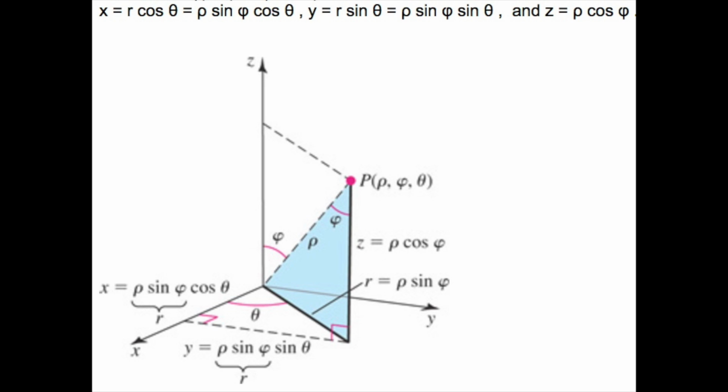For example, to convert x into spherical coordinates, remember that x equals r cosine theta when converting to cylindrical. And r actually equals rho times sine phi. And x will actually equal rho times sine phi multiplied by cosine theta.